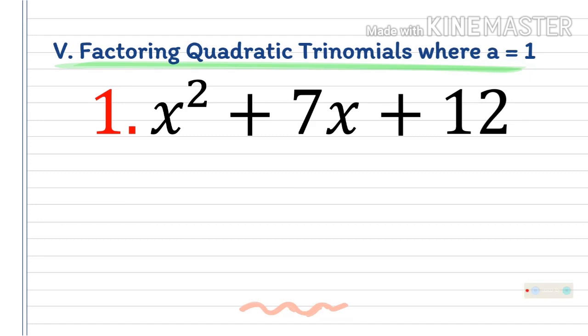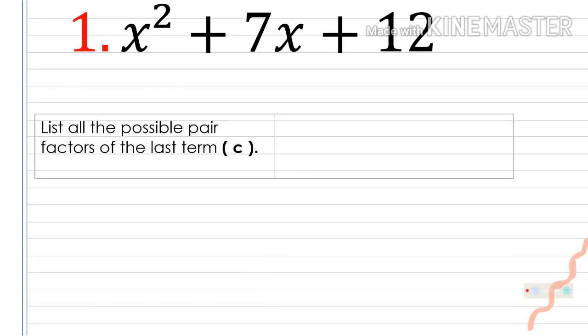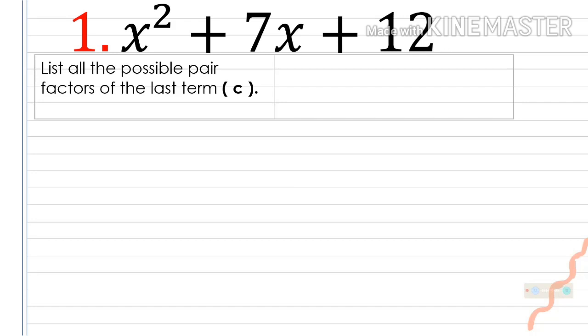How are we going to factor quadratic trinomials where a is equal to 1? We are going to focus first on the quadratic trinomials where a is equal to 1, or the numerical coefficient of x squared is 1. So let us have x squared plus 7x plus 12. Of course, you are going to follow the steps. The first step, you are going to list all the possible pair factors of the last term, or our c.